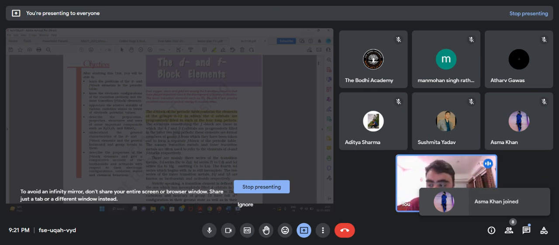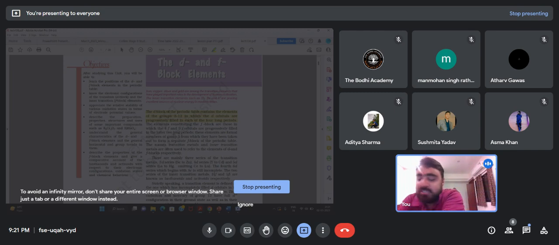So basically, what are d block elements? D block elements are defined as the elements where the last electron is filled in d orbital. Once you are filling as per the Aufbau principle, I hope you are all aware what the Aufbau principle is. It's the principle of how you fill the electrons in a particular element.